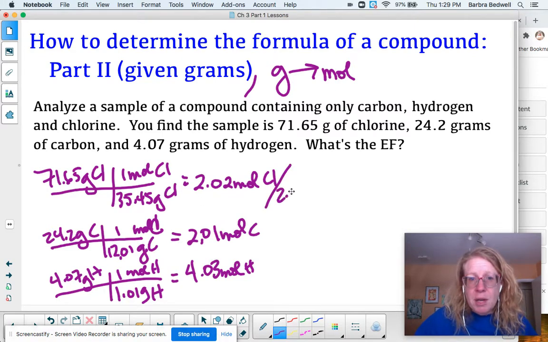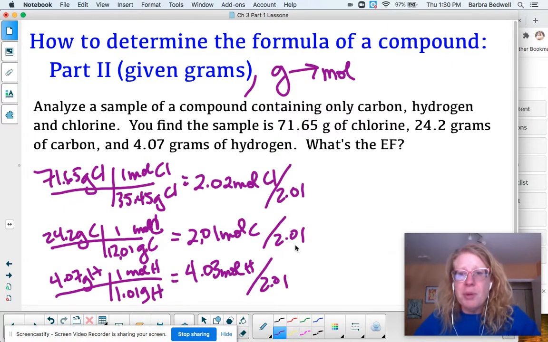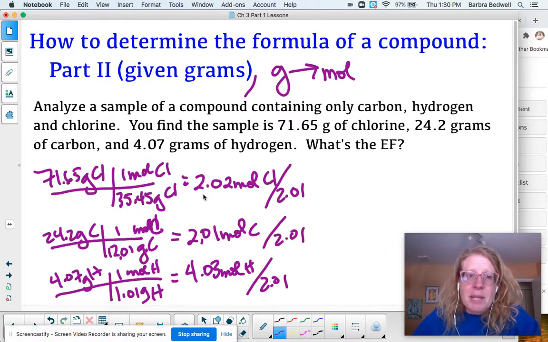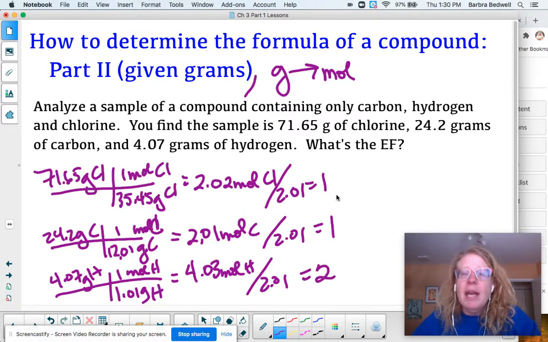If you want to do it the long way, you divide everything by the lowest, this number right here, 2.01. That's actually the math that you're doing in your head to see what this is. But it's a ratio of basically 1 chlorine, this is 1 carbon, and this is 2 hydrogens. In empirical formulas, our ratios here always need to be simple, whole numbers. If you get something funky like 2.01, that's close enough to round it. I'll show you some examples in the next video. What happens if these don't come out as really nice, neat numbers?